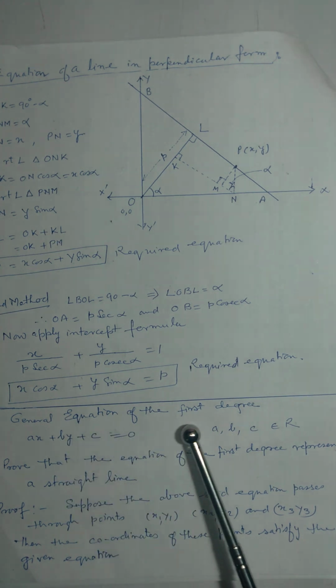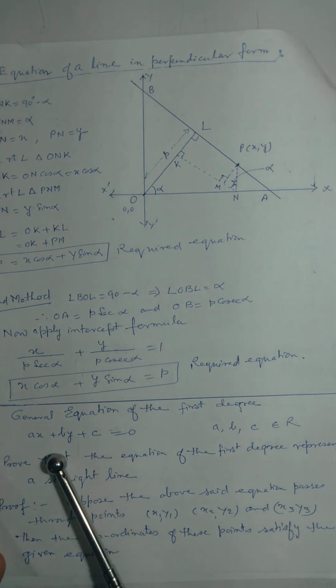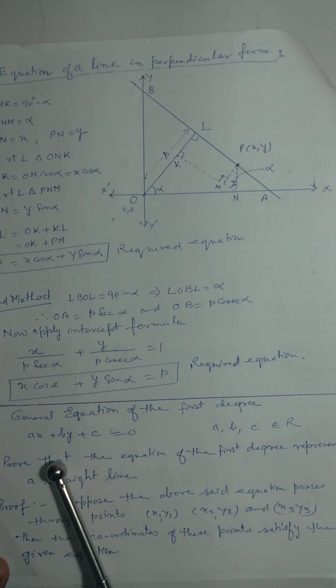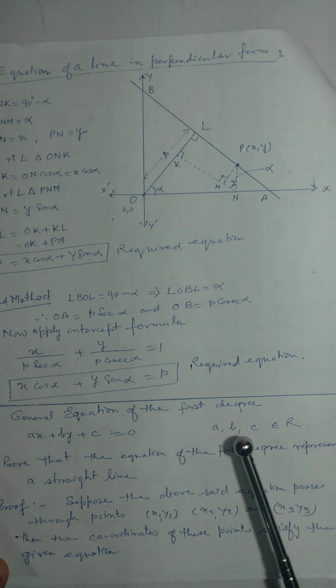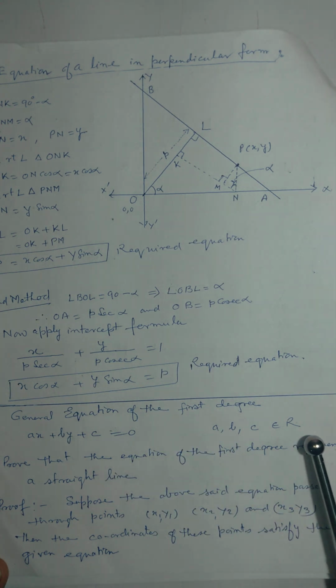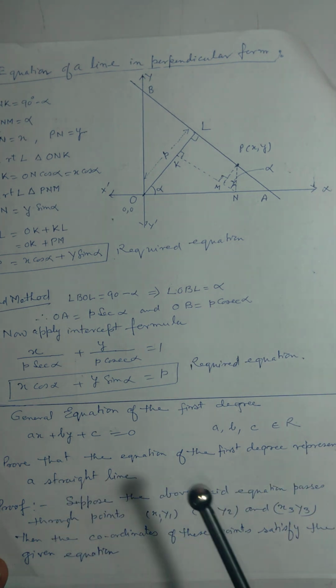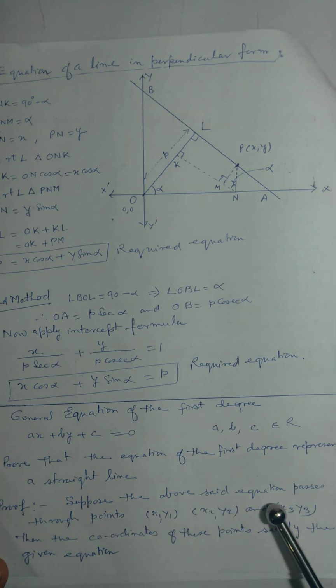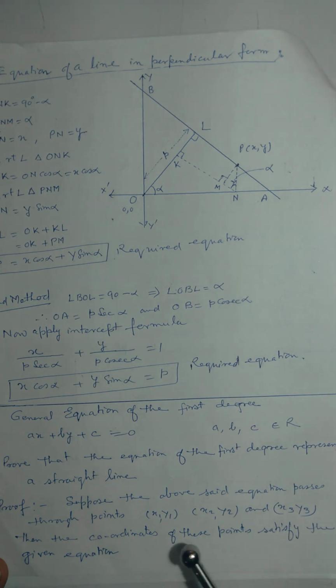Now the general equation of the first degree, that is ax plus by plus c, whose degree is 1. Any equation of the first degree represents a straight line. Here a, b, c belong to the real numbers. Prove that the equation of the first degree represents a straight line. Proof: suppose the above equation passes through the points (x1, y1), (x2, y2), (x3, y3). Then the coordinates of these points satisfy the given equation.